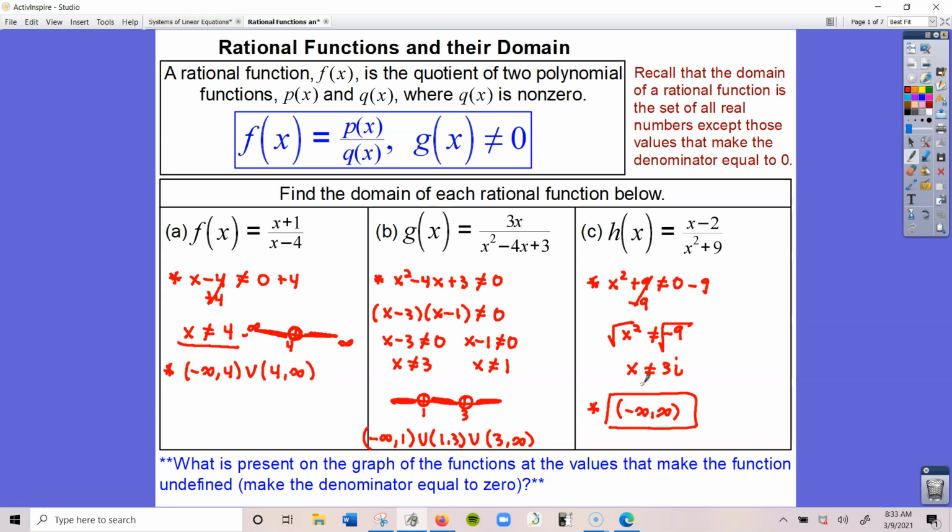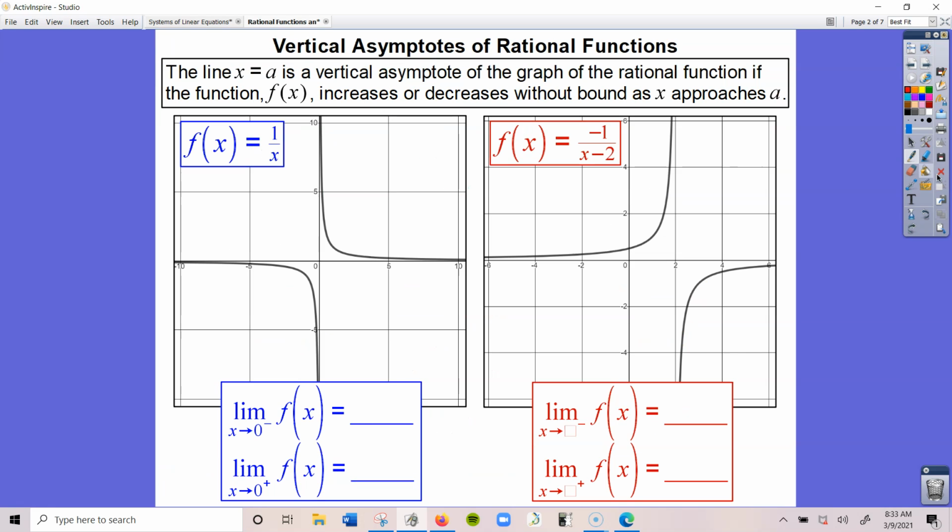Now, let's look at a couple properties of rational functions. The first one is vertical asymptotes. Now, a vertical asymptote is an invisible line on the graph that the function will never touch. So in this particular case, for f of x is equal to 1 over x, which is, first of all, our most basic rational function, just 1 over x, you can see here that we have a vertical asymptote at x is equal to 0.